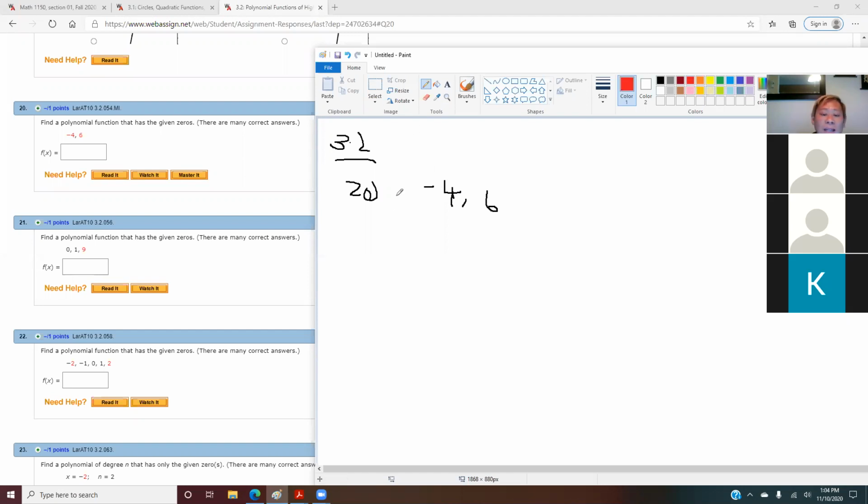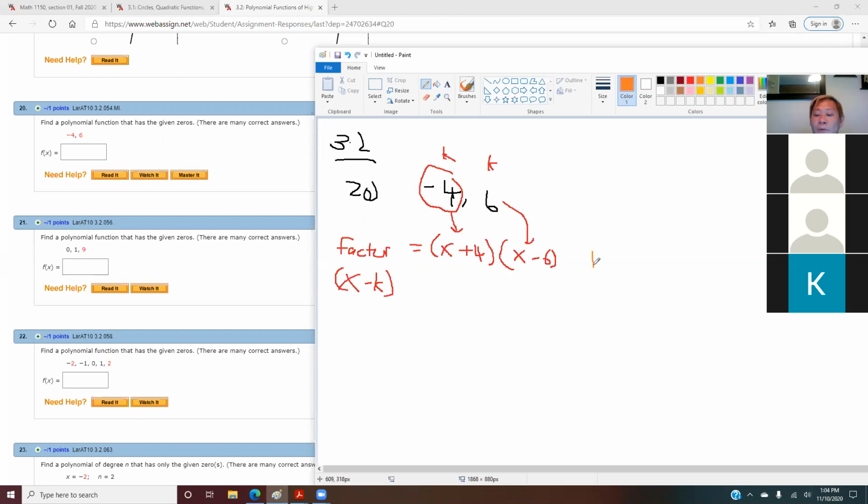So what you need to do first is write this in factor form. The factor form in this case is x minus k, where k is your zero. So this will become x + 4. Again, you have to switch your sign. And then this will become x - 6. The factor form is x minus k, where k will be your zeros. And if you have 2 zeros, you have to do it twice. If you have 3 zeros, like question 21, you're going to do it 3 times.